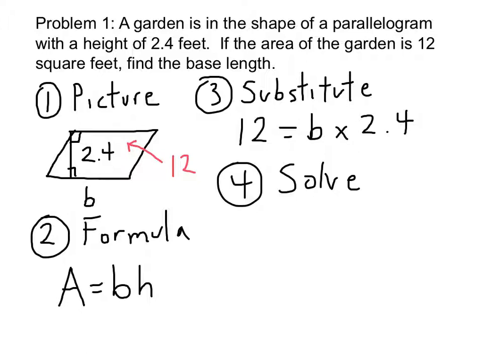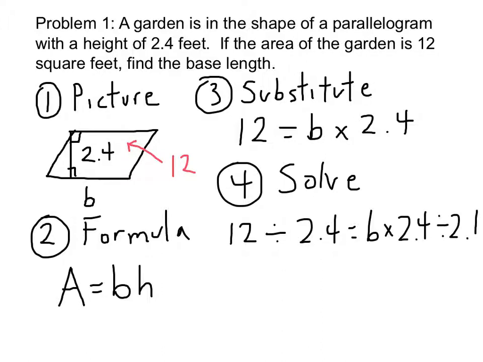We've written down that we want to go 12 divided by 2.4 equals b times 2.4 divided by 2.4. And remember that those go away. If you get out a calculator, you should be able to see very quickly that 5 is equal to b. And you know what we ought to do? We ought to put 5 feet on there. Cool, we've got a solution.